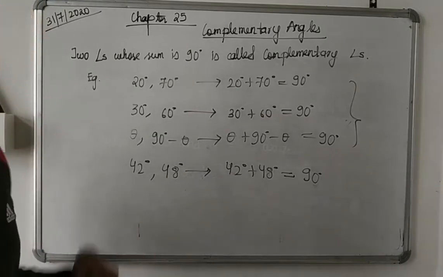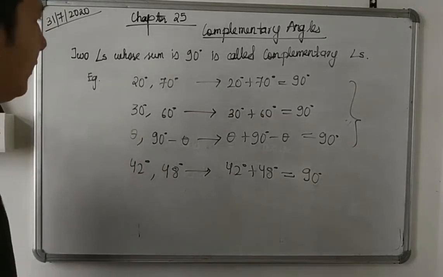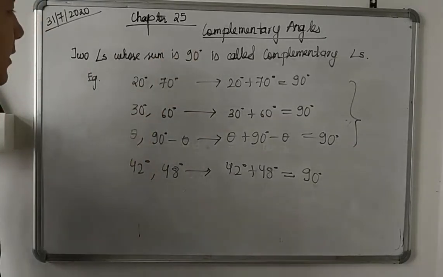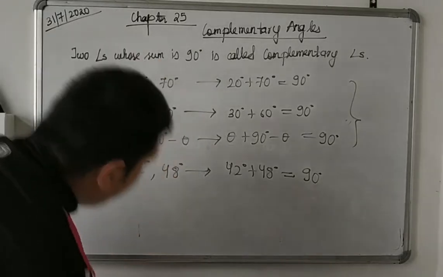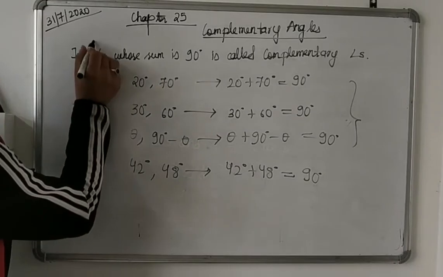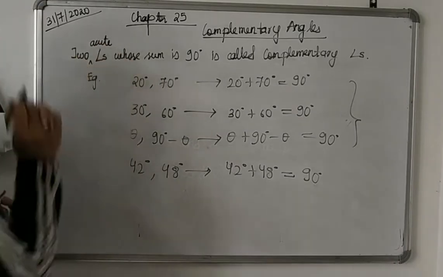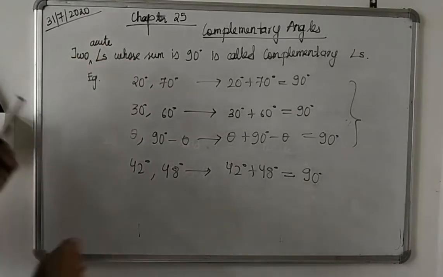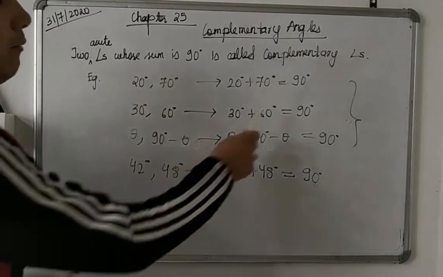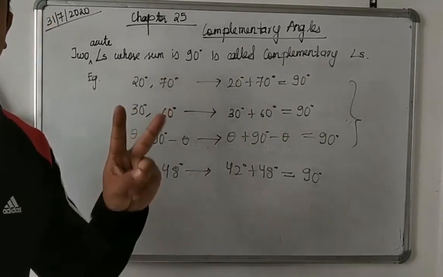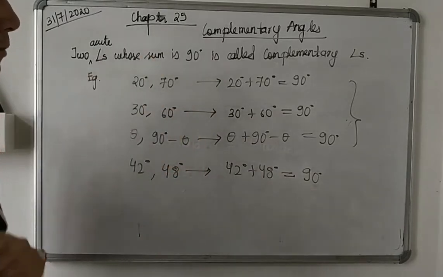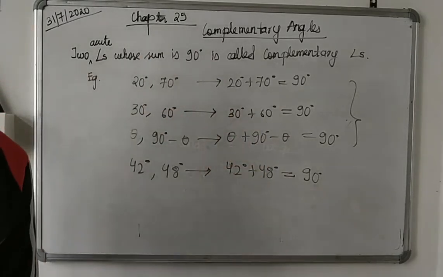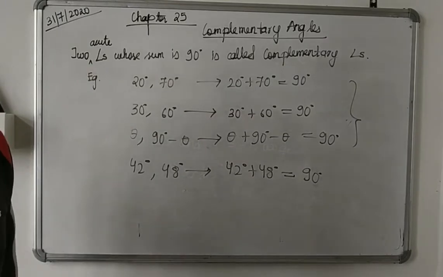Now we know what is complementary and supplementary, we have done, isn't it? But let us just read the definition once again. Two angles whose sum, two acute angles by the way, two acute angles, okay? Two acute angles whose sum is 90 degrees are called complementary angles. Two angles whose sum is 90 degrees. When you add these two angles, the sum has to be 90 degrees, then these two angles are called complementary angles to each other.